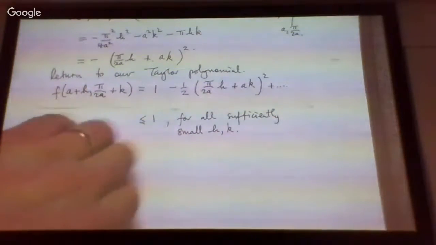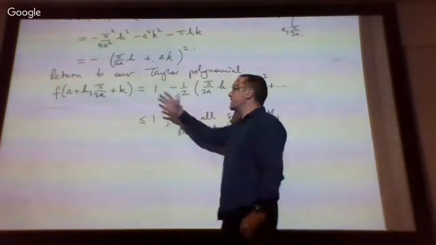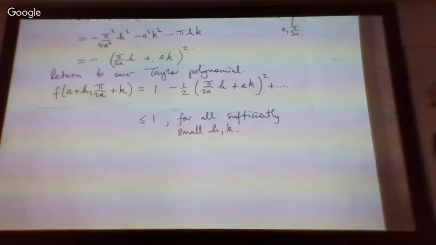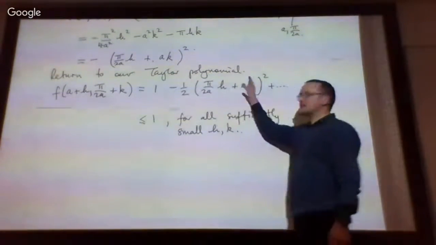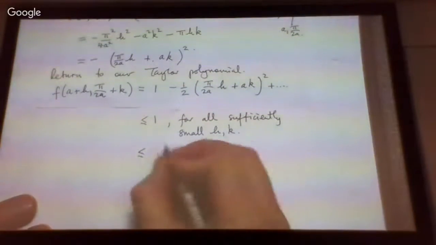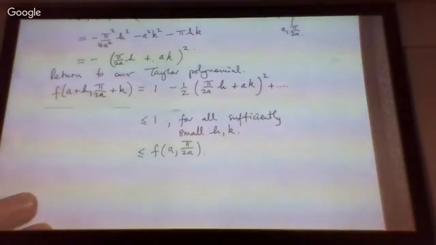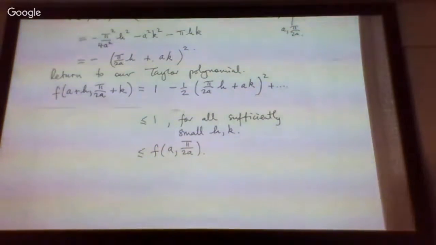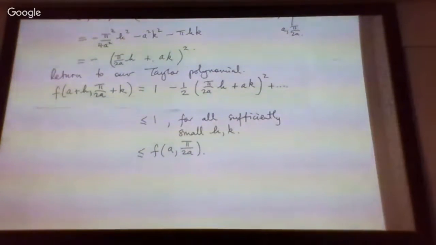Okay, being a bit vague about sufficient, how small exactly? Well, if you go very close to the base point (π/2a, a), you will be taking the value 1 and subtracting some positive amount. So that's less than or equal to f at (π/2a, a). So at the nearby point, we have a smaller value. So that confirms that it is indeed a maximum.